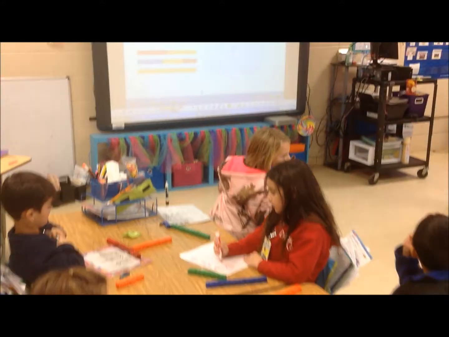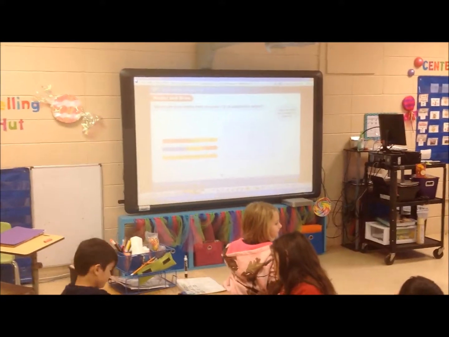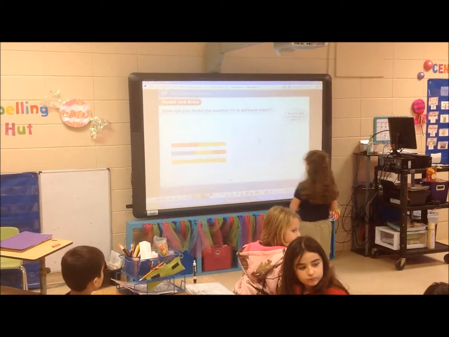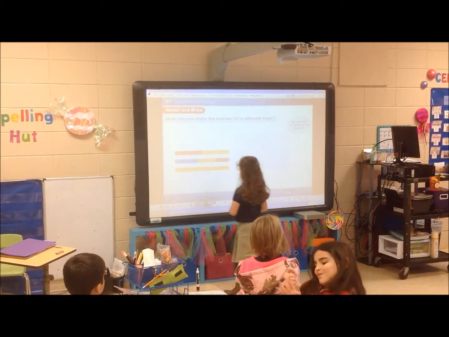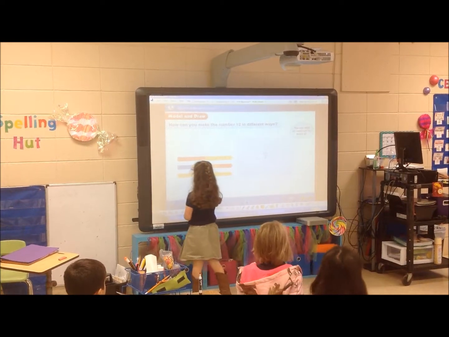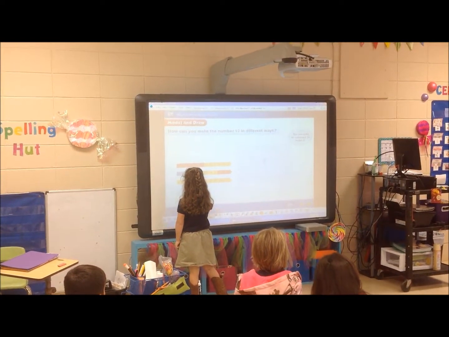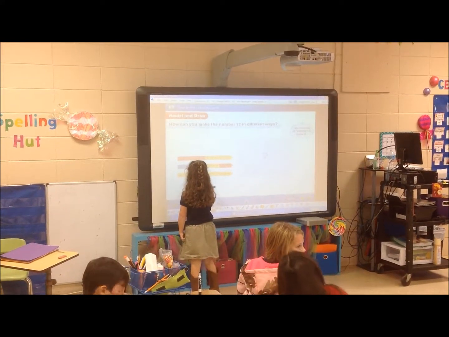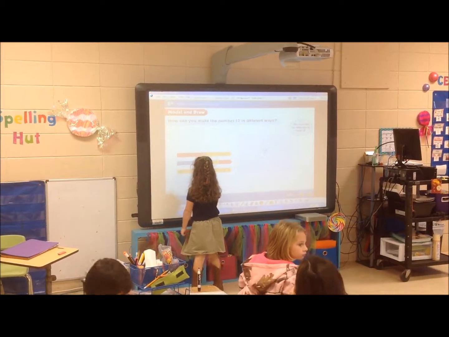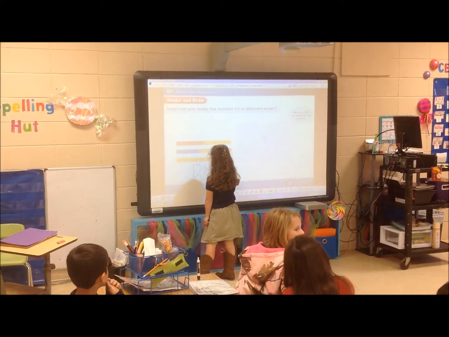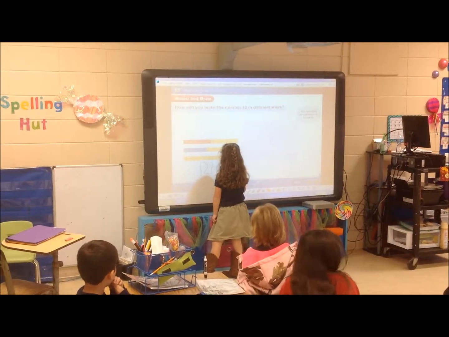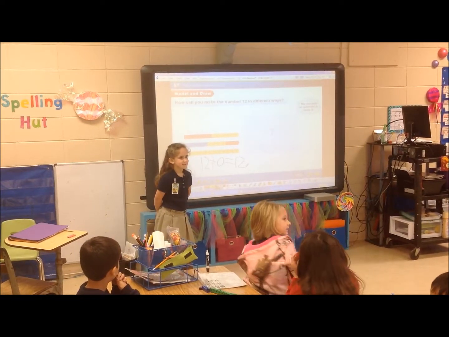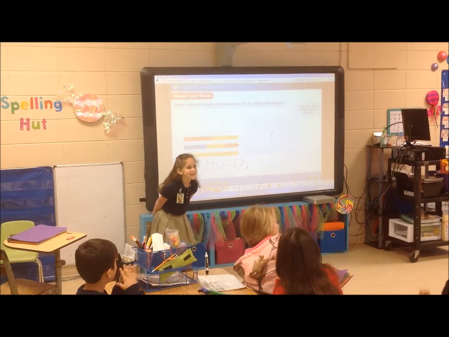Reese, can you come put the number sentence to go with this problem? What would be my number sentence? You can write it underneath, right here. Plus 0 equals 12. Is that right? Yes. 10 finger woohoo. Woohoo.